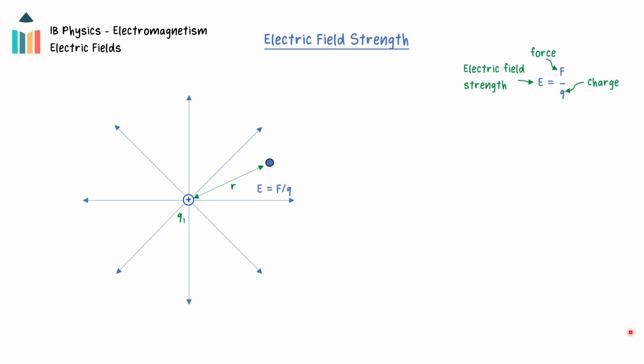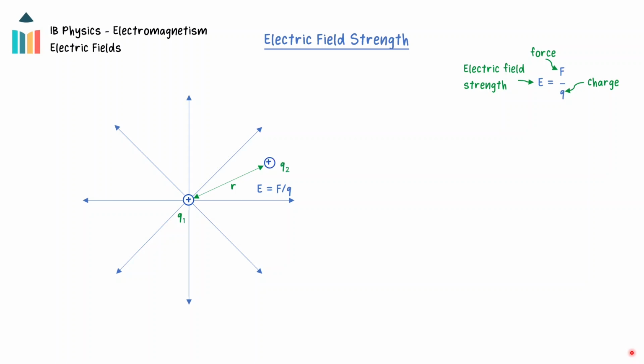A positive point charge, Q1, will create an electric field radiating out in all directions from the charge. The electric field strength at a point a distance r away from the charge is given by the formula electric field strength E is equal to the force divided by the charge. Coulomb's law can be used to quantify the electric field strength at a distance from this point charge.